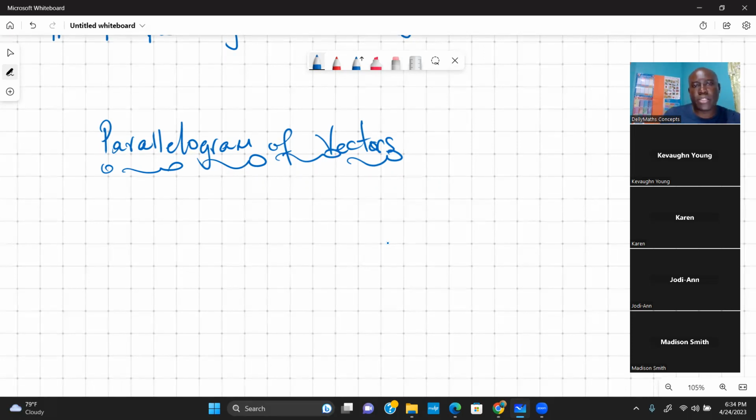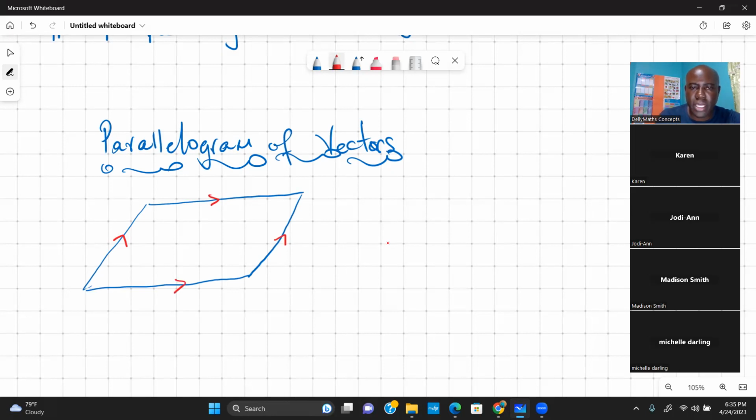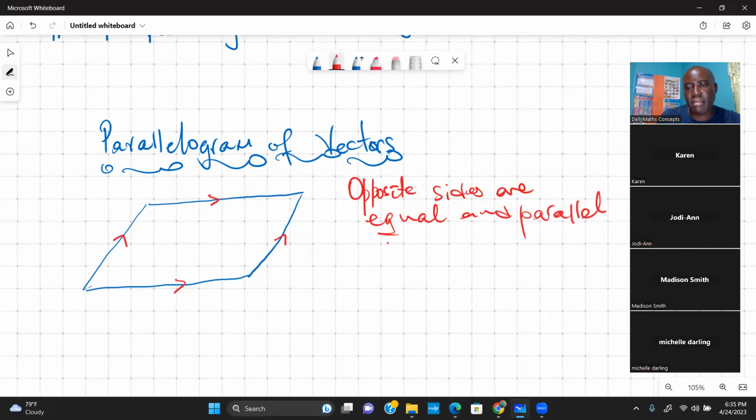All right, let me draw it quickly. When we talk about a parallelogram, it is the same thing that says opposite sides are parallel. So I'm putting the arrows to head in the same direction. With a parallelogram, the property is that opposite sides are equal and they are parallel. Opposite sides are equal and parallel.